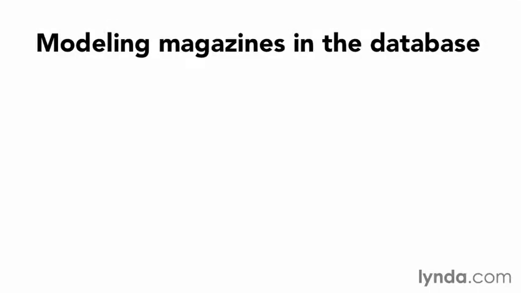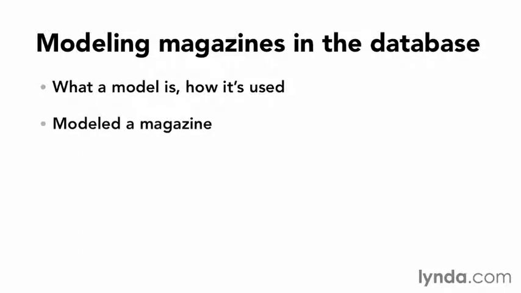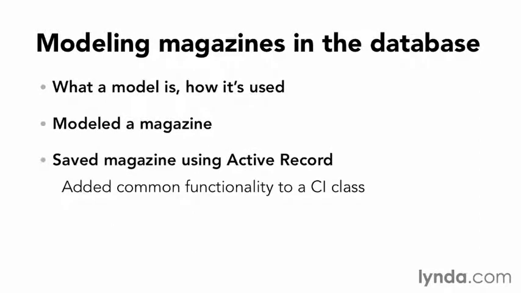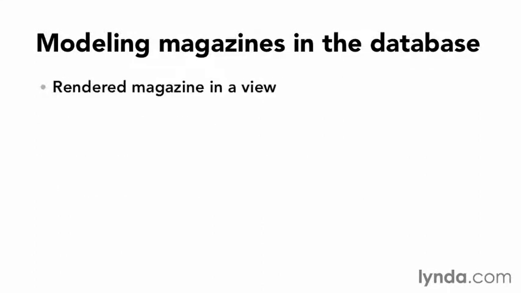In this chapter, I've described what a model is and how it's used, then modeled the two components of a magazine, the publication and a back issue. Then I demonstrated how to save a magazine using active records and added common functionality to a base CodeIgniter class. Then finally, rendered a magazine by passing data to a view, where I escaped user input so it doesn't break HTML or introduce security risks. In the next chapter, I'm going to use another major feature of CodeIgniter, known as libraries.